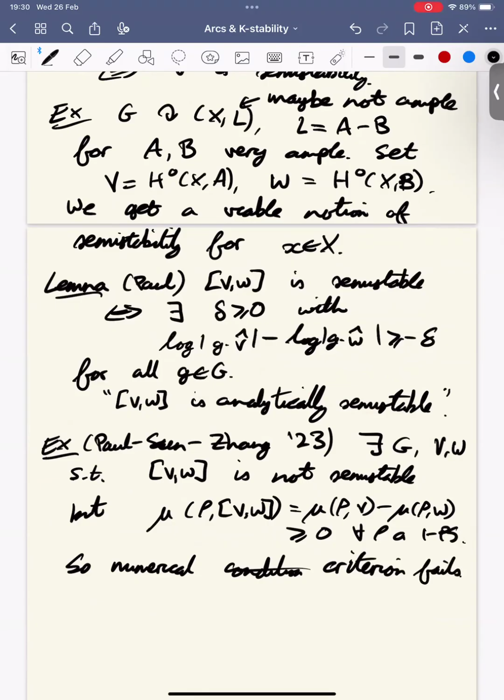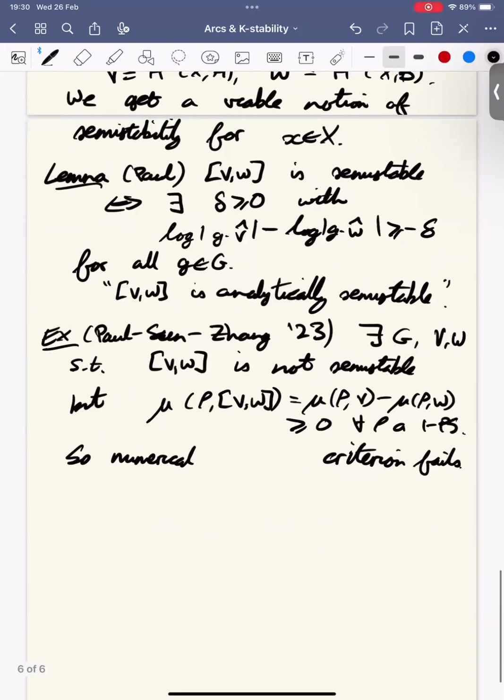Okay, so what can we do? Of course, one could just give up here, and we shouldn't. We should do something else. What we should do is think about how we can enlarge the class of test objects, test degenerations, namely C star actions, to something for which we can actually get a viable numerical criterion. So the following definition is due to Donaldson, I guess, but actually arcs, so this is the definition of an arc.